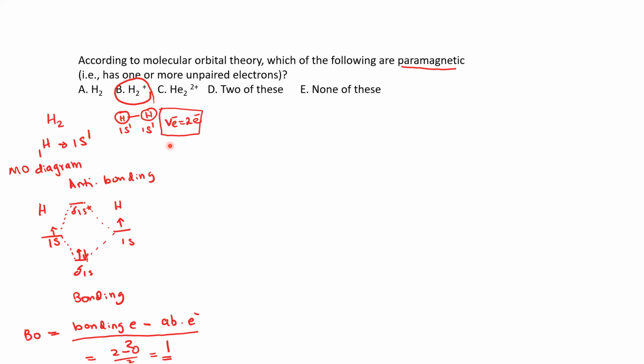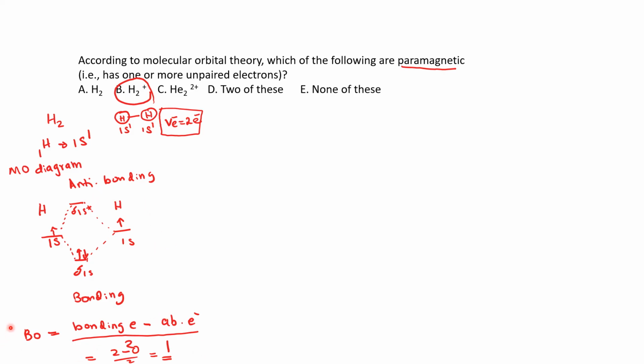Let's count the valence electrons. Each hydrogen brings 1 electron. That means it has 2 valence electrons. Let's go to the molecular orbital diagram. This is your hydrogen to your left. This is your hydrogen to your right. Each brings 1 electron. So you are going to draw your bonding orbital and then anti-bonding orbitals. Because this one has collectively 2 electrons, first we are going to fill up the bonding orbitals. We are going to put both electrons in bonding orbitals, and anti-bonding orbitals has 0 electrons.